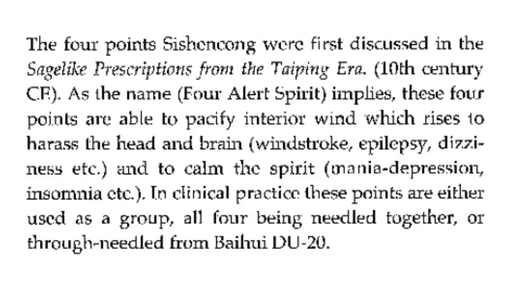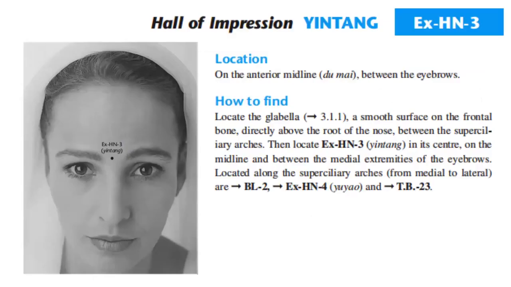The 4 points Sishencong were first discussed in the Sage-like Prescriptions from the Taiping era in the 10th century. As the name Four Alert Spirit implies, these 4 points are able to pacify interior wind which rises to harass the head and brain in wind stroke, epilepsy, dizziness, etc., and to calm the spirit in mania, depression, insomnia, and others. In clinical practice, these points are either used as a group, all 4 being needled together, or through needled from DU20.